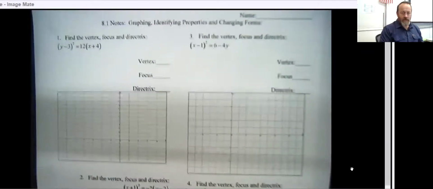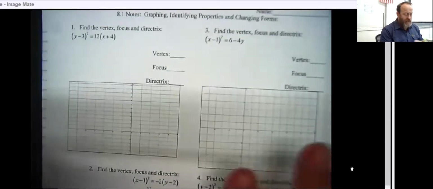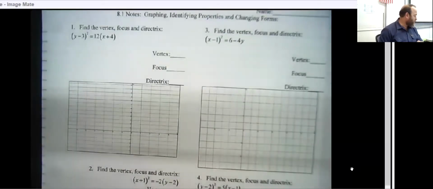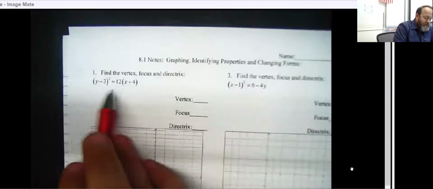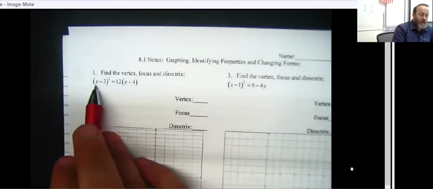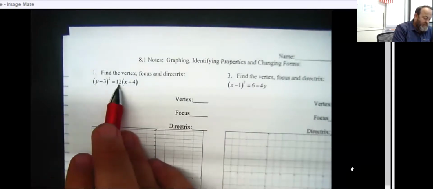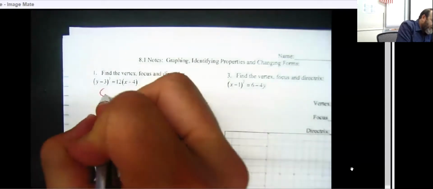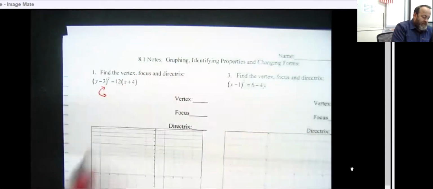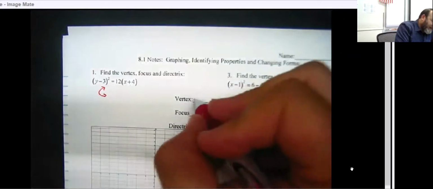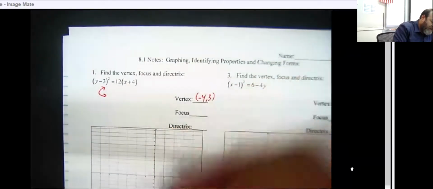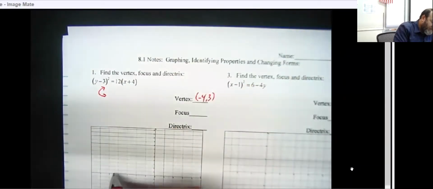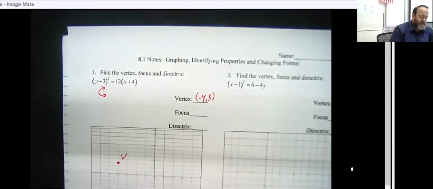My goal was to get through maybe the first couple of these, and then I will take it from there. So this is a problem where it's a y squared, so it's going to open left or right. And since it's positive, it's definitely going to open to the right. That means my vertex is going to be at negative 4, 3. I'm going to come over here and go negative 1, 2, 3, 4, then 1, 2, 3. Right there, there's my vertex.